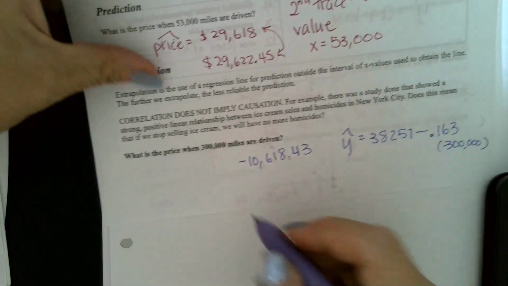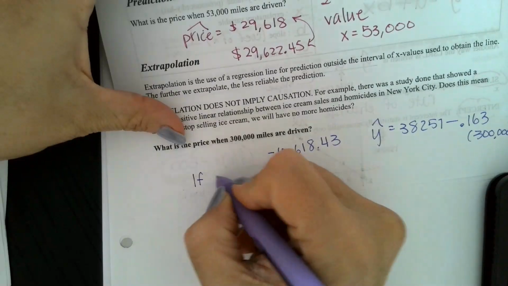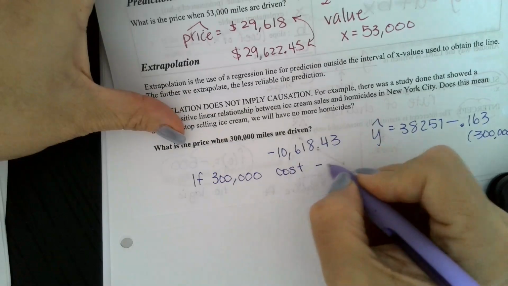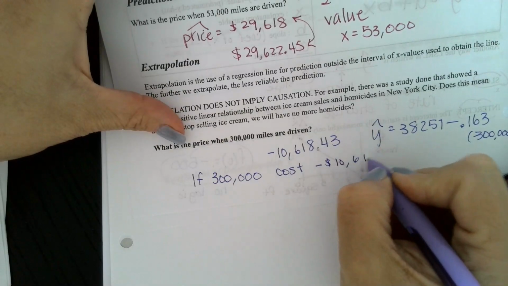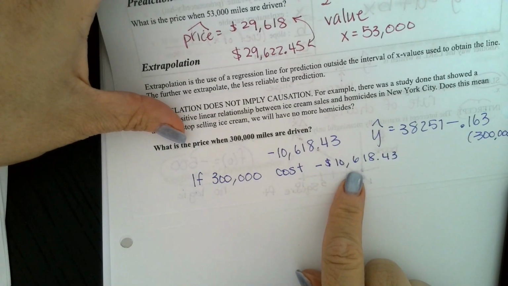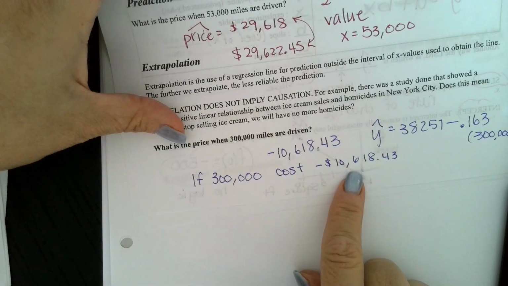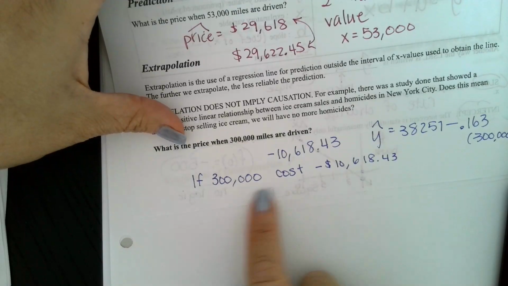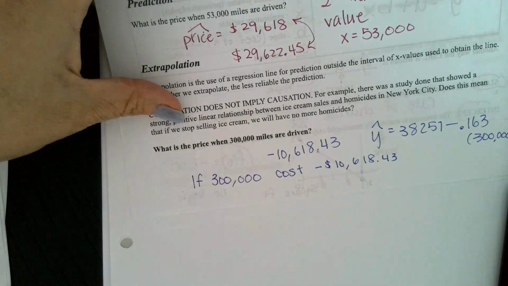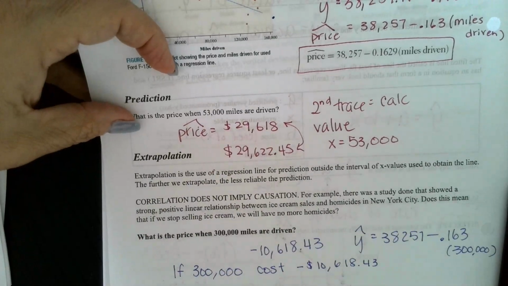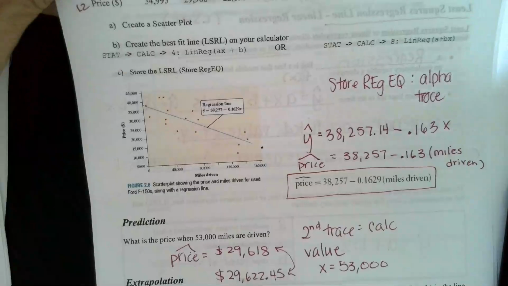So this says if you drive 300,000 miles, then the cost is negative 10,618.43. So this is saying somebody's going to pay you to take the car, and that's not going to happen, right? Just like our other example a minute ago with house price and square footage, this is kind of the same thing. You have to be careful when you extrapolate because the data doesn't always make sense. That's the purpose of this section right here, okay?